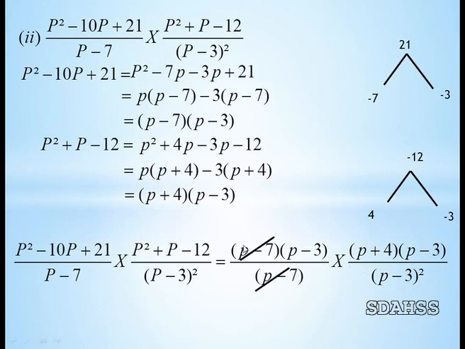Now p minus 7 is a common factor, so cancel the numerator and denominator. Then in the numerator, p minus 3 into p minus 3, you will get p minus 3 whole square using the law of exponents. P minus 3 whole square and p minus 3 whole square, cancel the numerator and denominator by p minus 3 whole square. Then you will get p plus 4.